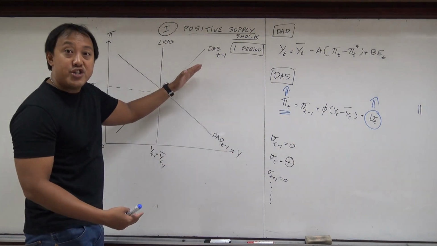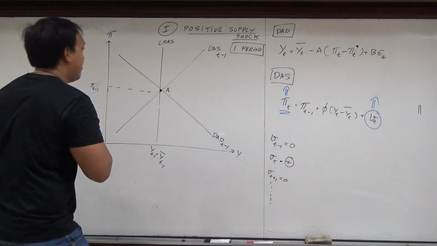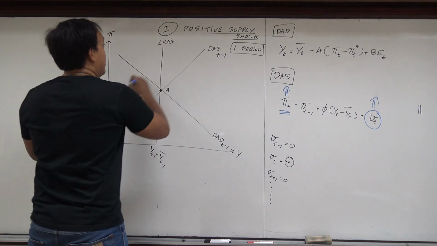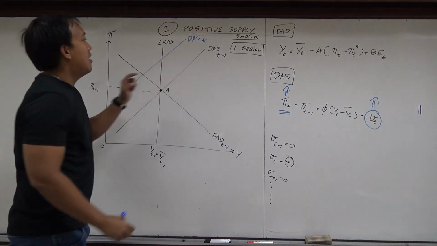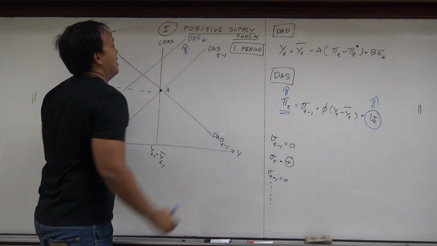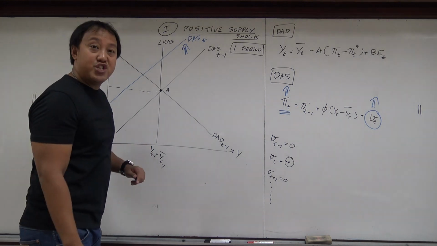Because of the supply shock, V T goes up, pi T goes up, which means that the whole curve is going to shift up. So then you're going to have this one. This is DAS at time T, shifted up like this.